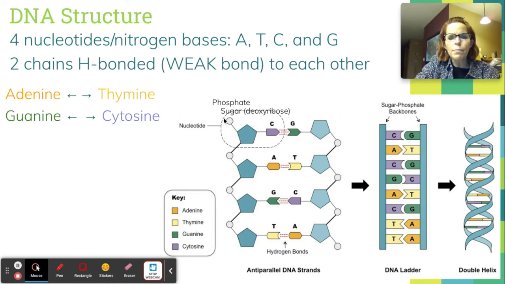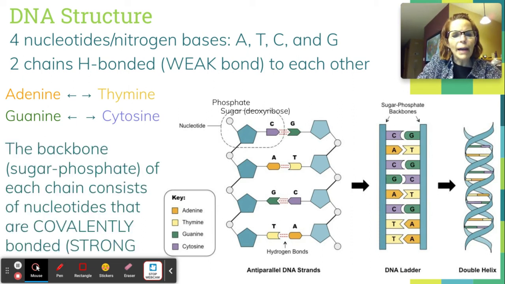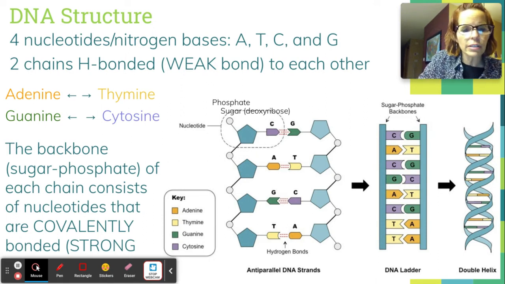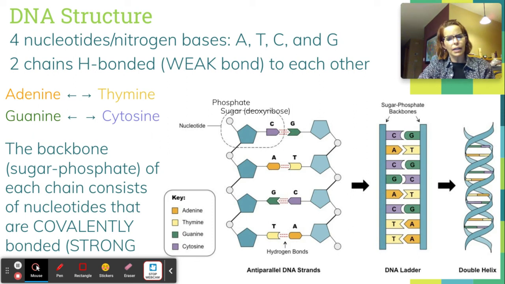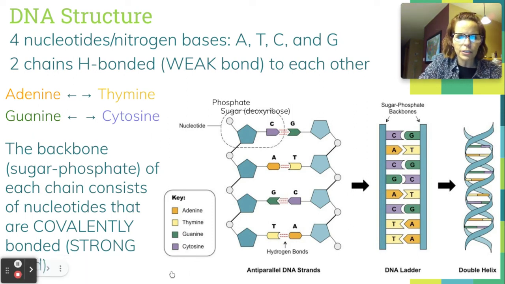On this diagram, they're showing you the phosphate sugar, phosphate sugar, phosphate sugar backbone. On this diagram, it's the same thing, but they turned that phosphate sugar backbone into just a solid ribbon. This again is the same diagram, only now they're showing it twisting. So they're just showing the rungs on the ladder, the nitrogen bases, as different colors. All right, the backbone, which is made of sugar phosphate of each chain, consists of nucleotides that are covalently bonded, which are strongly bonded to one another.